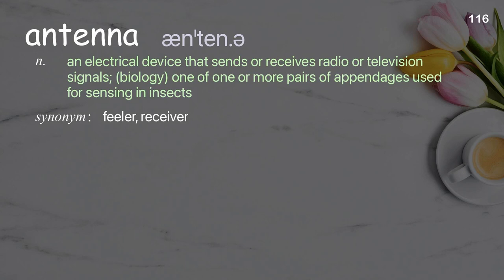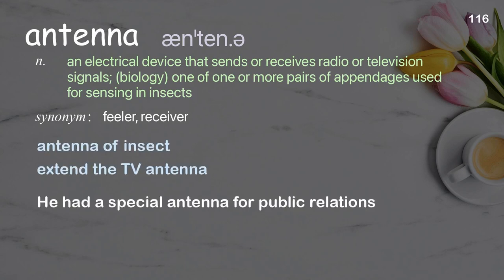Antenna: an electrical device that sends or receives radio or television signals. Biology: one of one or more pairs of appendages used for sensing in insects. Examples: antenna of insect, extend the TV antenna. He had a special antenna for public relations.